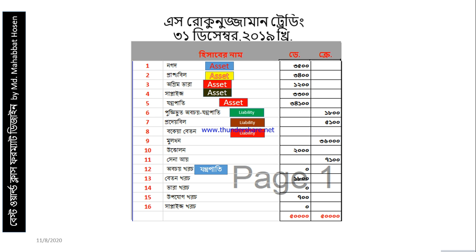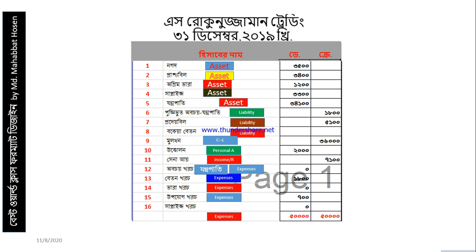Salaries payable, liability. Capital, also a liability. And drawings, it is a personal account. Service revenue, it is an income or revenue. Depreciation machinery, it is an expense. Salary, it is an expense. Rent, it is also an expense. Utility, expense. Supplies expense is an expense. But only supplies is an asset. Am I right? Only supplies is an asset.